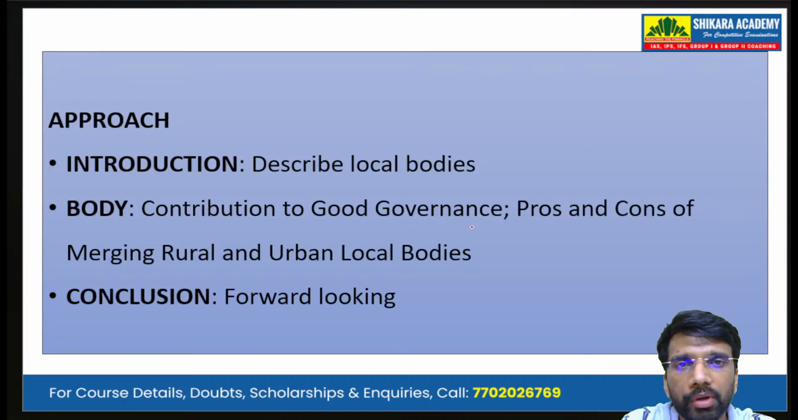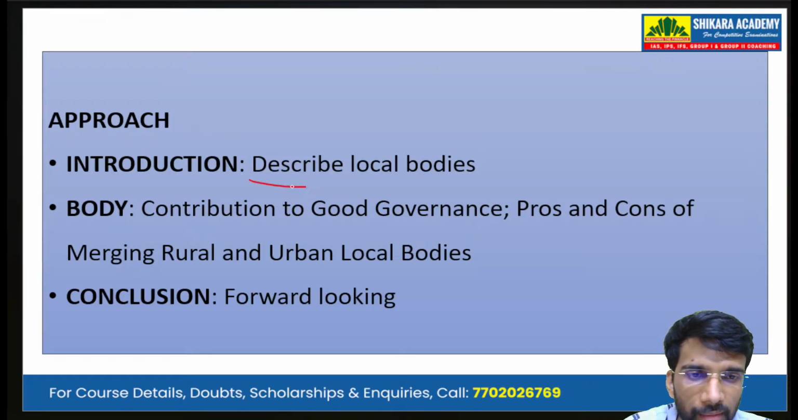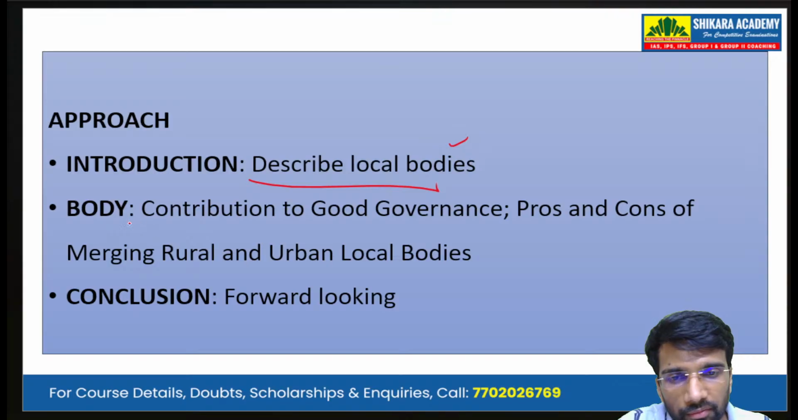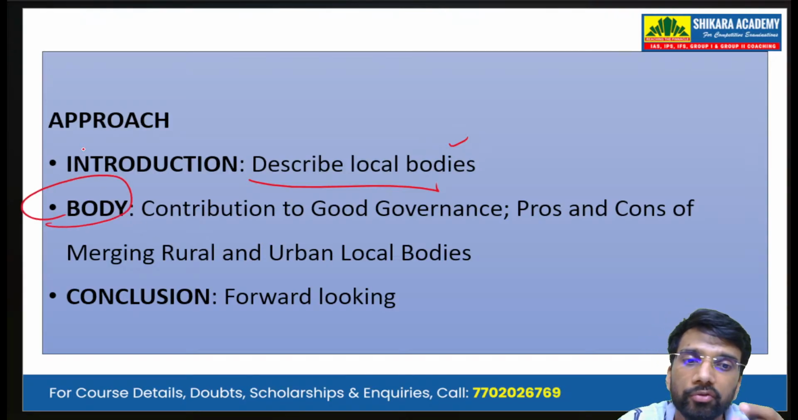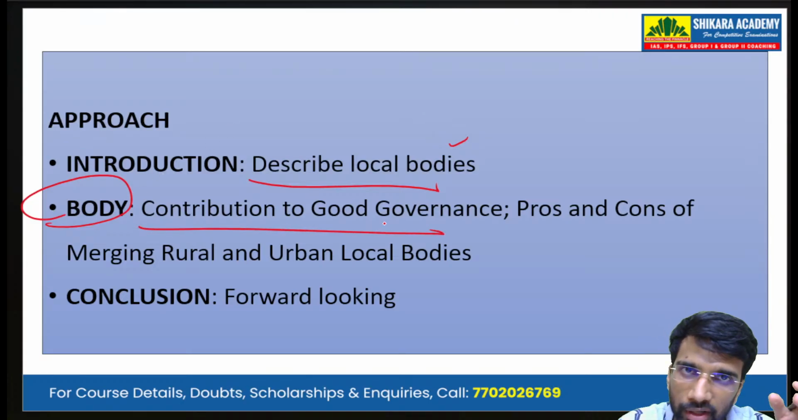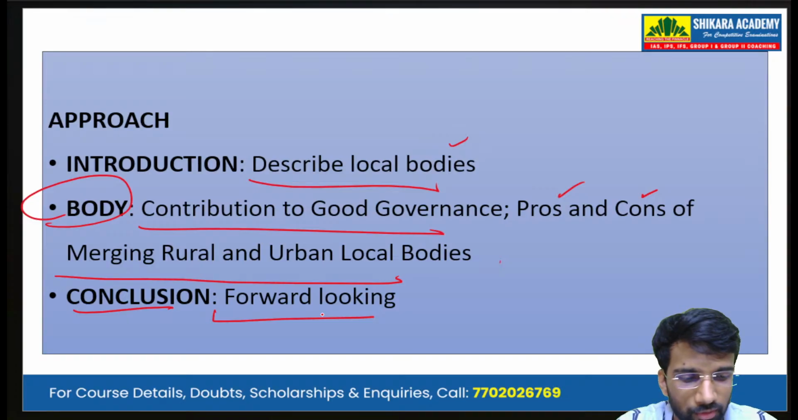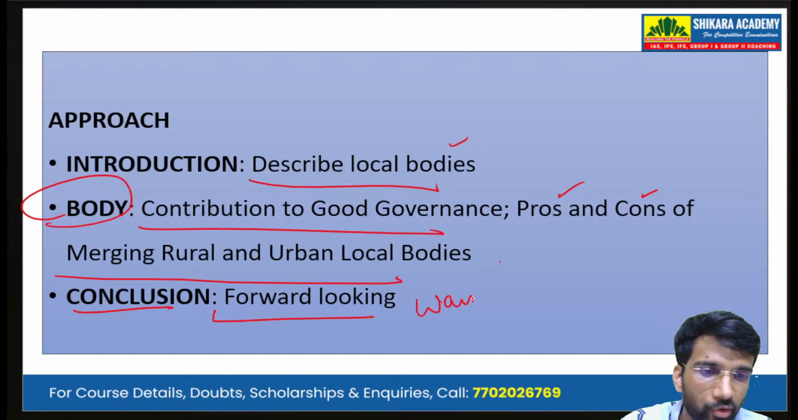Now, thinking 1 or 2 minutes about the approach of the answer. In the introduction, we will be describing the local bodies. It will be a good practice to describe what local bodies are. In the body, we address the demand of the question. The question is asking for the contribution of the local bodies to good governance. Secondly, it is asking about the pros as well as cons of merging rural and urban local bodies. Thirdly, we write a forward-looking conclusion, or a way forward.